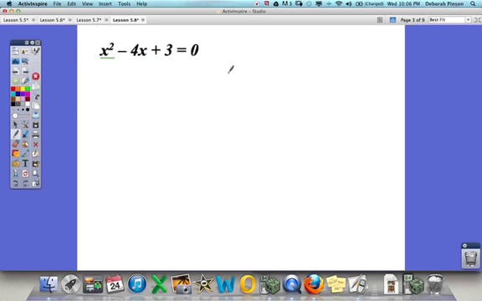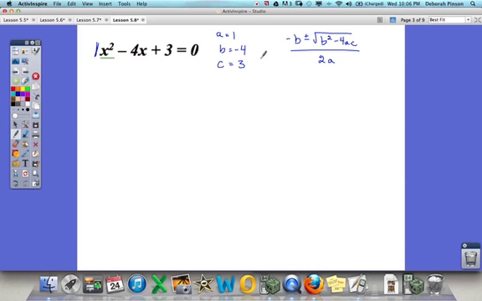So here's our first one. Now in this problem, my a is 1. So my a is the number in front here. My b is negative 4. And my c is 3. Now I'm not normally going to write these out. I just want to make sure that you have in your head what each of the a, b, and c are. And let me write my quadratic formula.